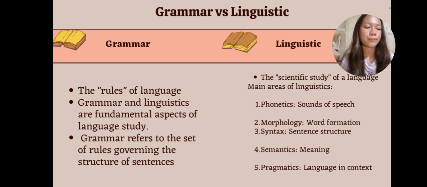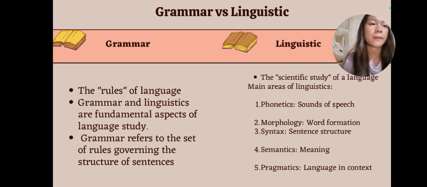So when we say study of a language, why is it called scientific study? Why is linguistics a scientific study? Because it applies scientific methods for studying a language. It is a process of inquiry that involves making observations, forming hypotheses, testing hypotheses, and drawing conclusions. So these are the scientific steps and methods used in order to study a language. Linguistics is a descriptive approach.